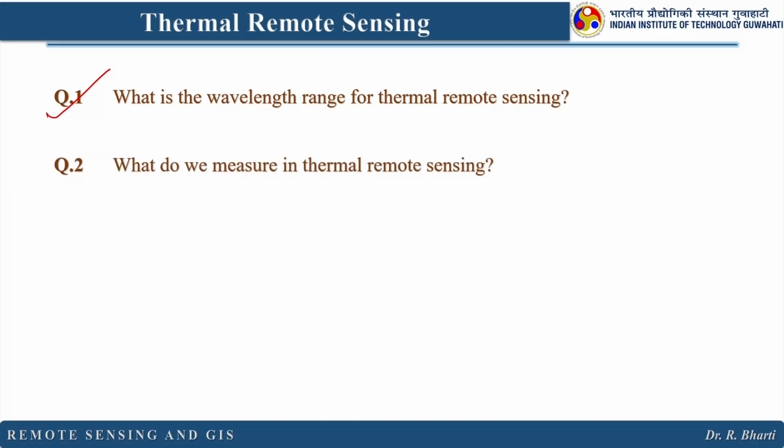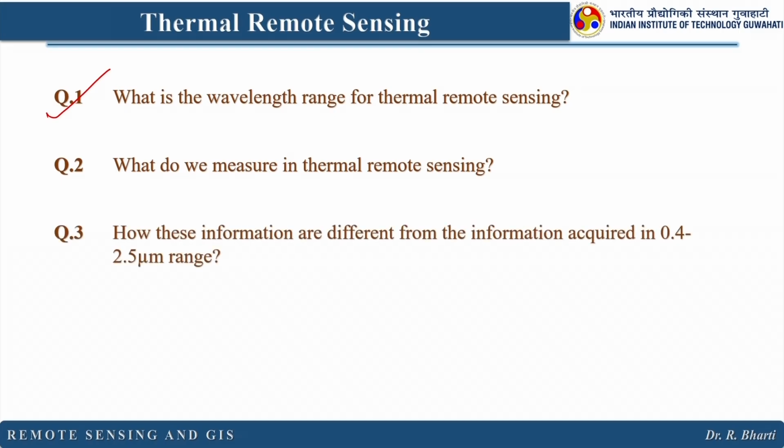Now the next question is, what do we measure in thermal remote sensing? Already I have explained this. Now the third question is, how is this information different from the information acquired in the reflective domain? Reflective domain means the 0.4 to 2.5 micrometer wavelength range. Now let us go through one by one.